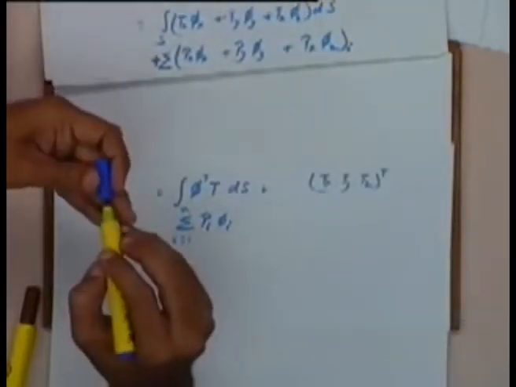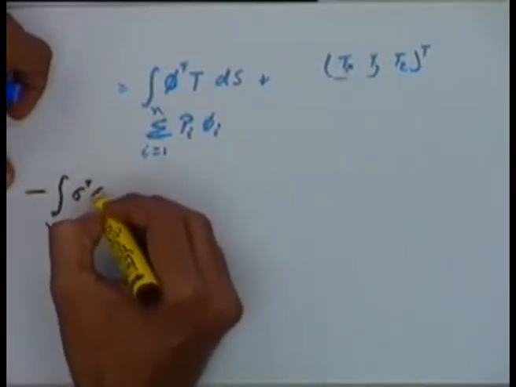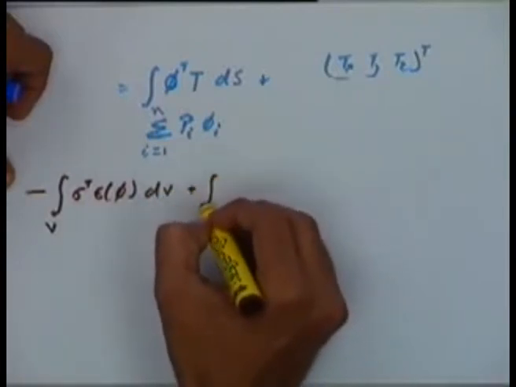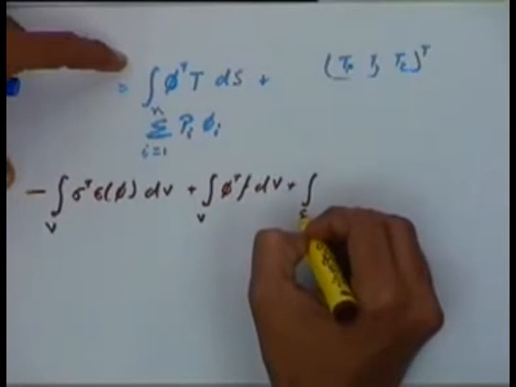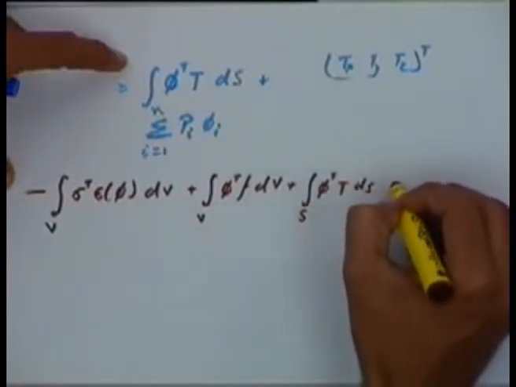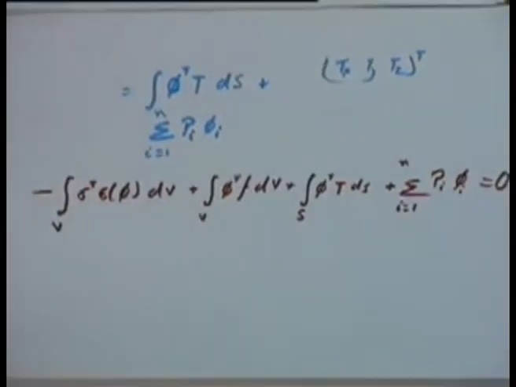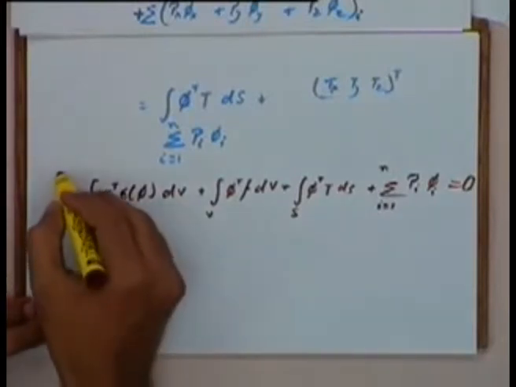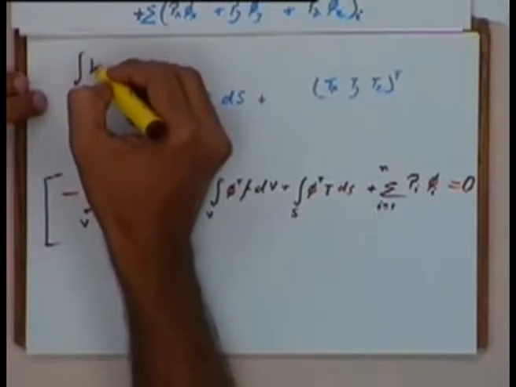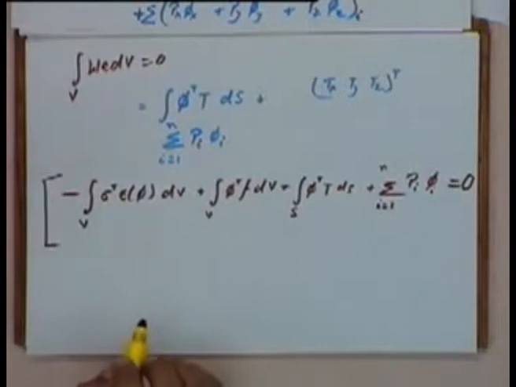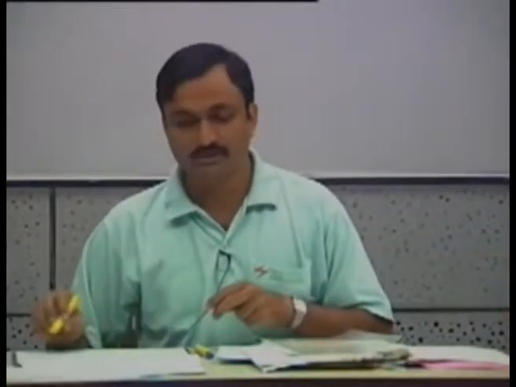that will become minus of volume integral of sigma transpose epsilon of phi times dV plus volume integral of phi transpose f dV plus surface integral of phi transpose T ds plus sigma I going from 1 to n Pi phi I, and this term should be equal to 0. Okay. So this would be the expression that we will get by evaluating the integral that we had in the beginning, that is integral of W e dV should be equal to 0. Any questions up to this point, this derivation?